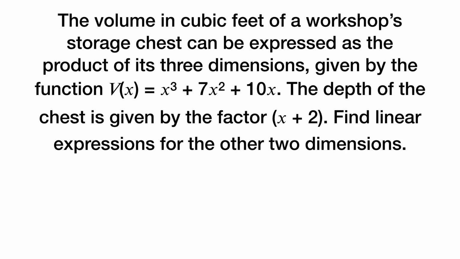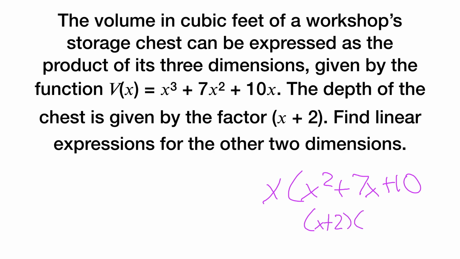So to be honest, originally if I was just trying to solve this myself, I would have said, well, this is really x times x squared plus 7x plus 10. Since this is x plus 2, I know it has to be x plus 2 times x plus 5. I could tell you that, but here's the thing. That's not using division. And this one's easy, but they're not always.